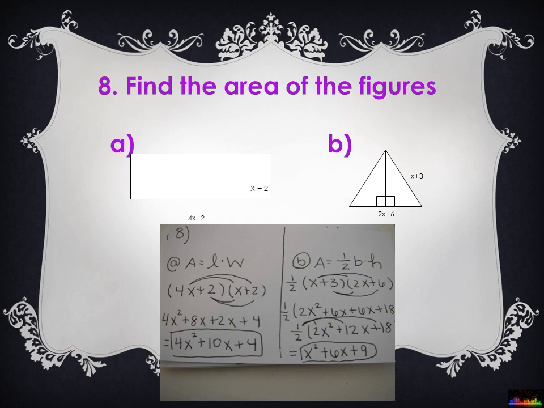Because 1/2 times 2 is 1, so that leaves me with 1x squared. 1/2 times 12 is 6, so I'm left with 6x, and then 1/2 times 18 is 9.